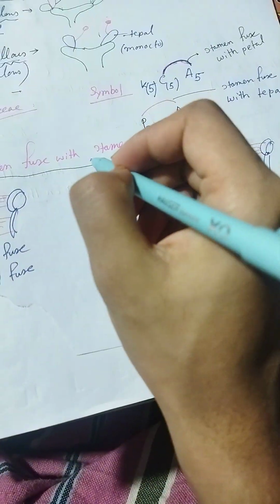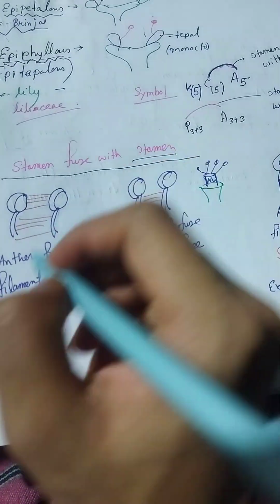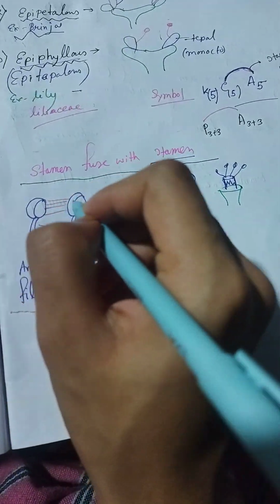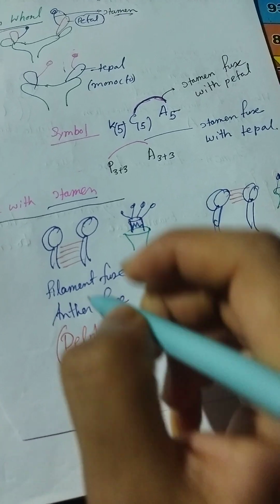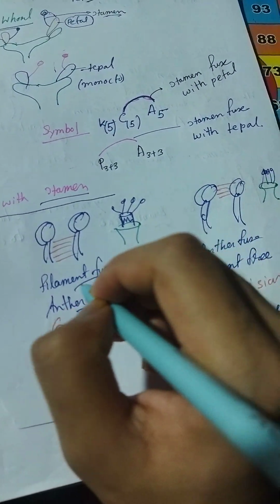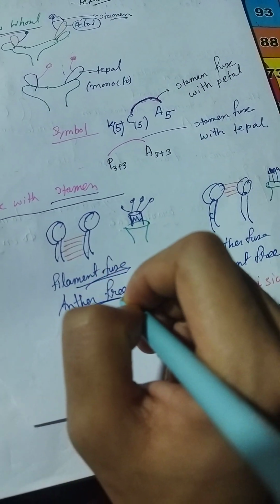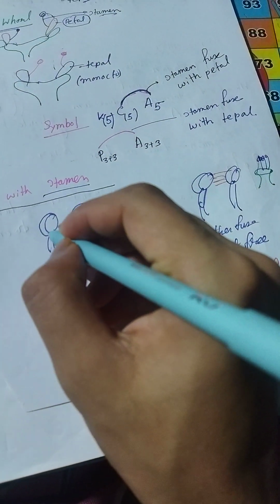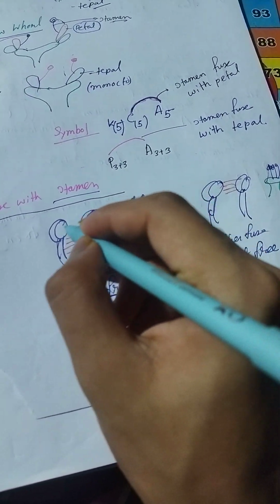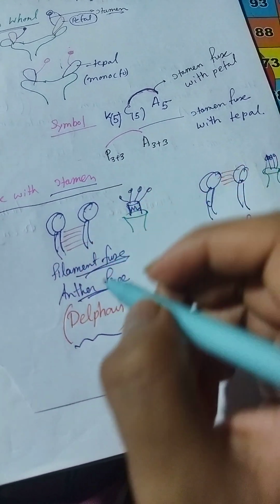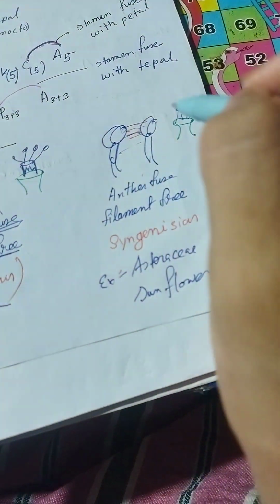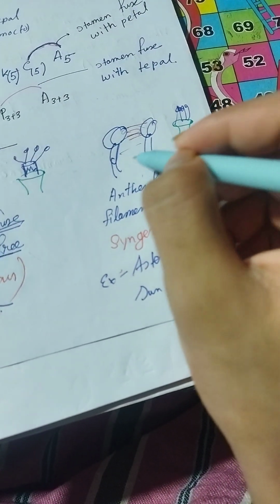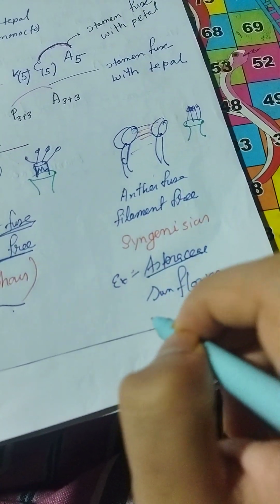If stamen fuses with stamen, first case anther fuses with filament. Second, in the syllabus, filament fused but anther is free. This is filament and this is anther. Anther is free, but filament is fused. That is called didelphous. And third is anther is fused, but filament is free. That is syngenesious. This example is Asteraceae, sunflower.